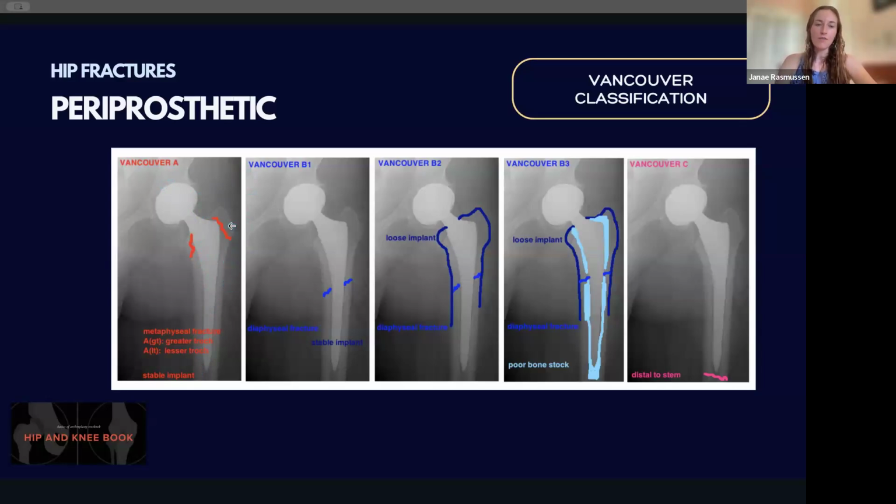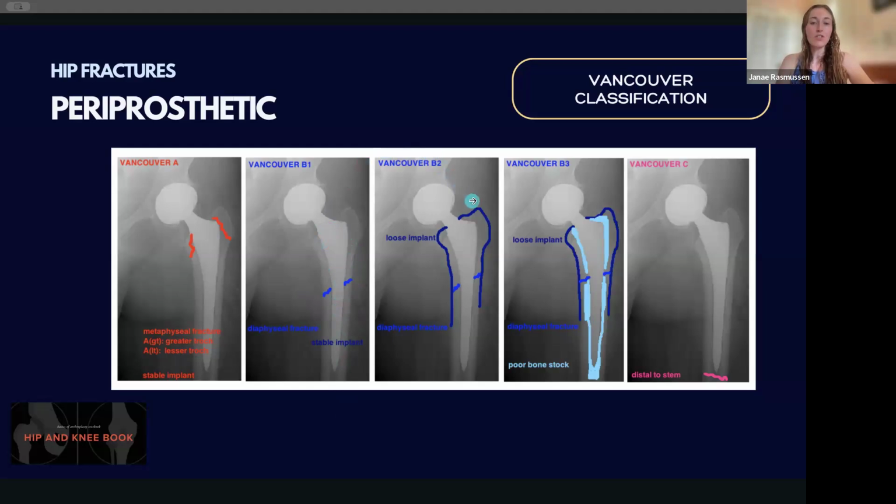Then we move on to your Vancouver B. And within Vancouver B, you have three different types. So in Vancouver B1, this is where the fracture is where the implant is. However, this implant itself is stable. So oftentimes in these scenarios, you can put things like cables. Sometimes you can consider putting in plates and screws, although that can be very challenging, to navigate screws around the total hip or hemiarthroplasty that you already have in.